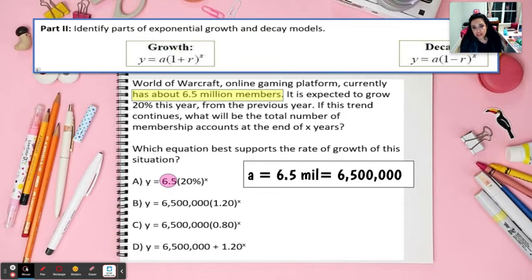If in parentheses it would say something like in millions, this would be okay, but we want to write out the whole number as 6,500,000. So A is incorrect. Now look at answer choice D.